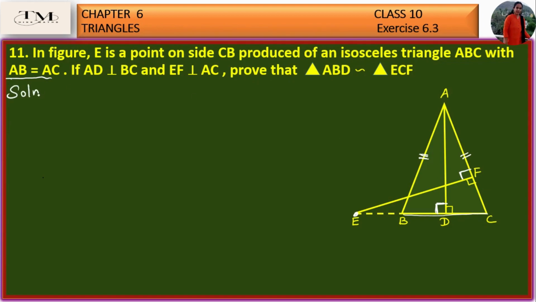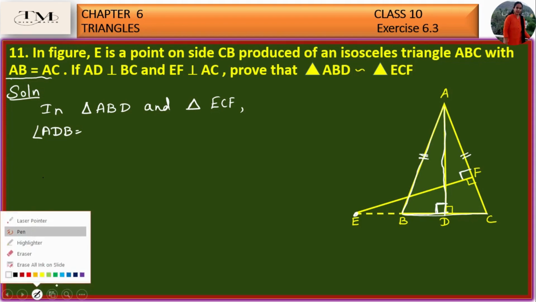So let me start the solution. Let us consider those triangles. What are the triangles? In triangle ABD and another triangle, ECF. What we have in this triangle? We have this triangle ABD. So in this triangle we have angle ADB is equal to 90 degrees.